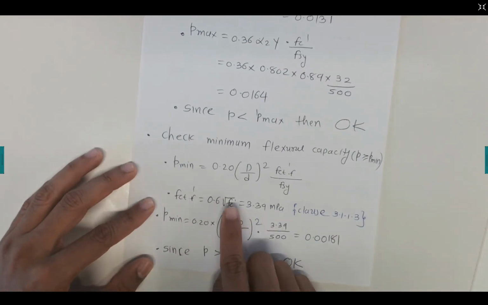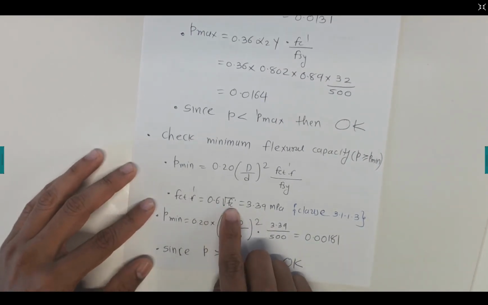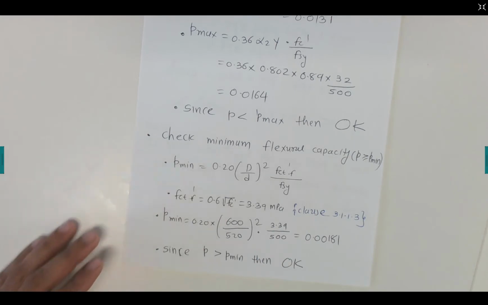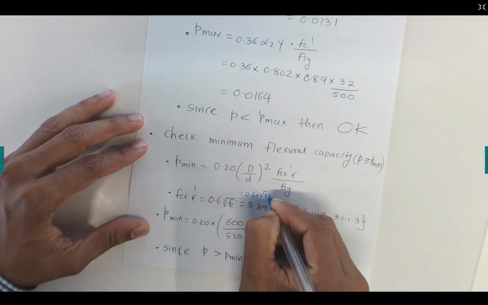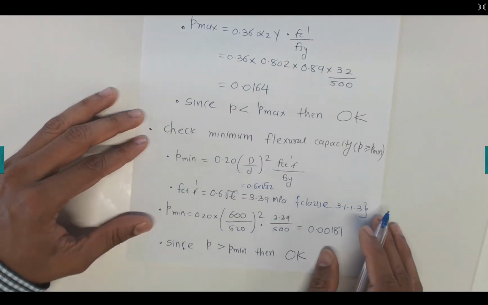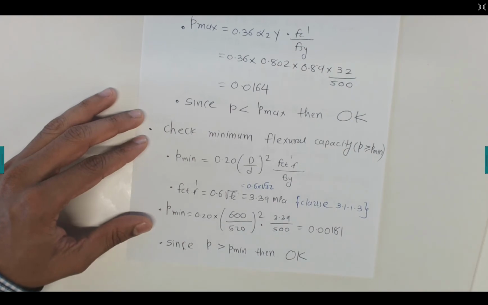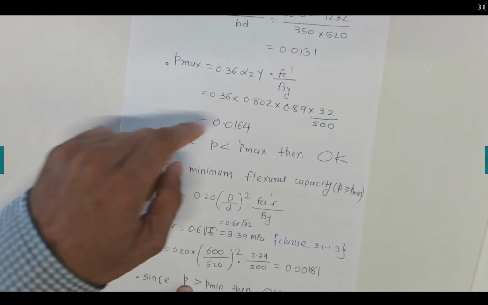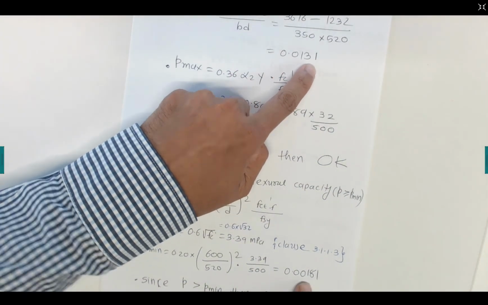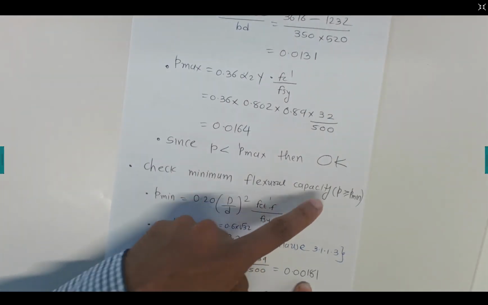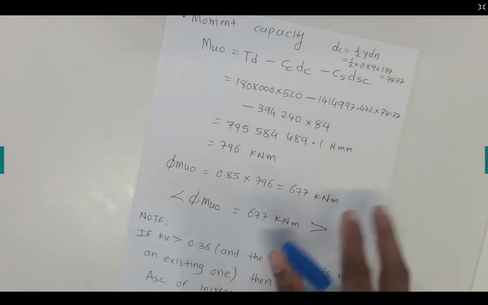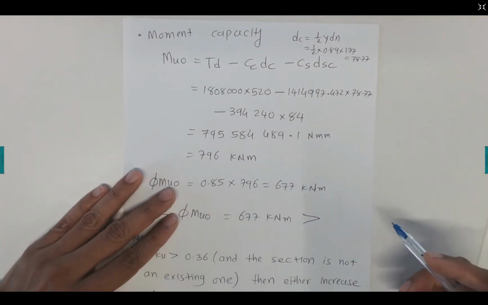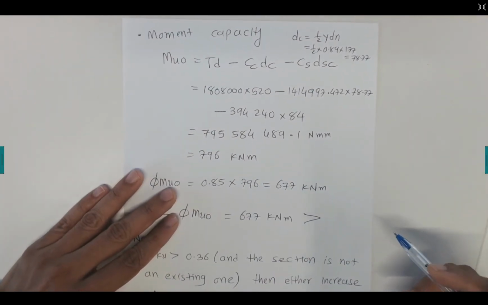So we substitute 0.6 times square root of 32, which gives us 3.39. That gives us 0.0181. So p, which we calculated 0.0131, is greater than p minimum, so minimum flexure capacity is okay. Now finally we can calculate the moment capacity, because the ductility check is okay and minimum flexure capacity is okay.